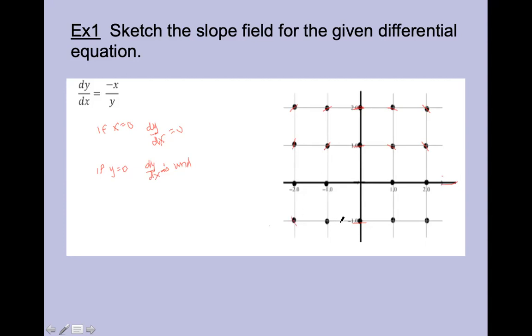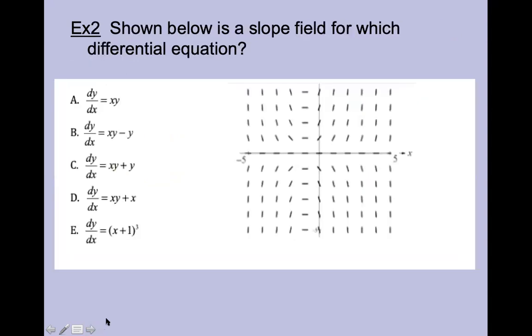-1, -1, slope of -1. 1, -1 would be a slope of -1, -1, so a +1. And here we have 2, -1, which would be -2 over -1, a slope of 2. A lot of times there's symmetry, like you can sort of see in this graph. All right, let's look at the next example.